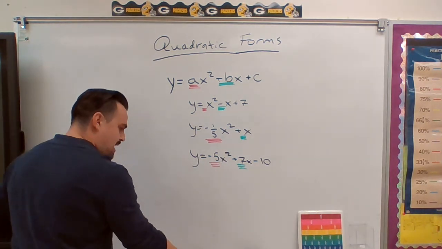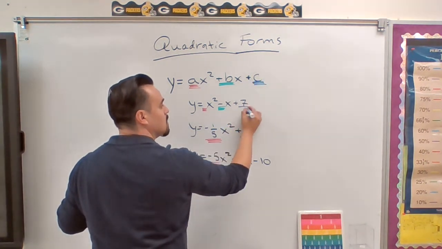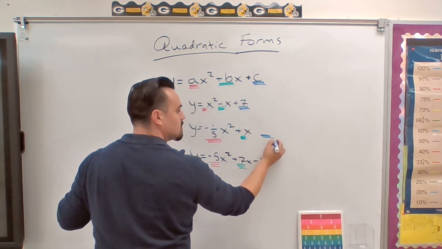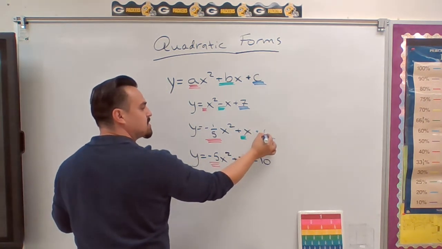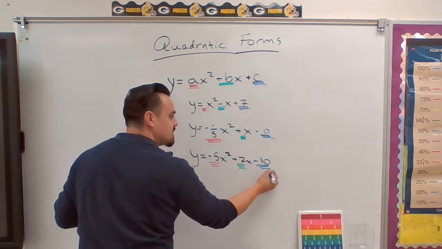And lastly, we have our C. Our C, in this case, is 7. Over here, it's plus 0. You don't see it, so you have to add a 0 for it. And over here, it's negative 10.